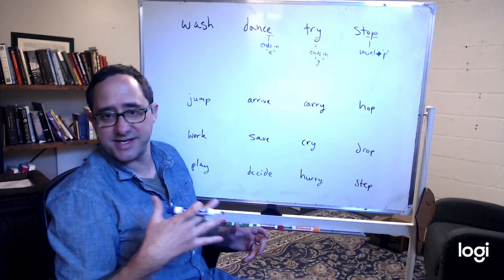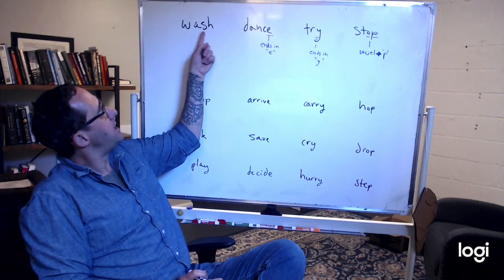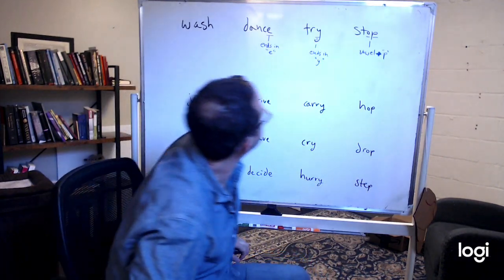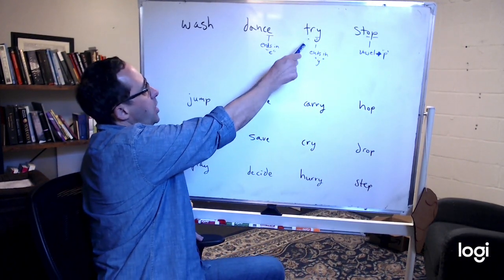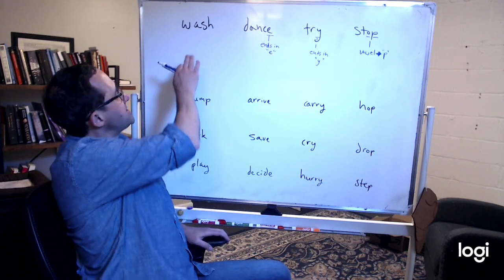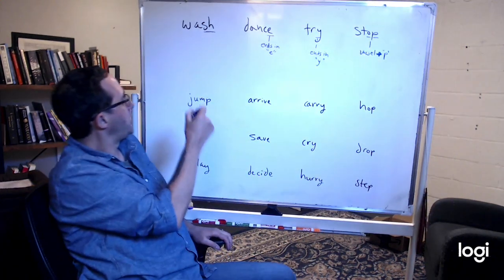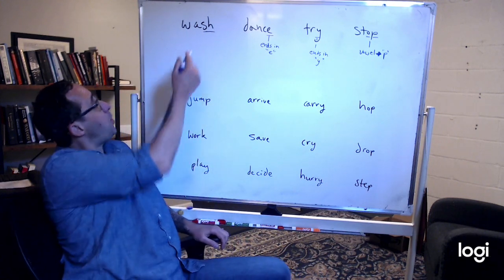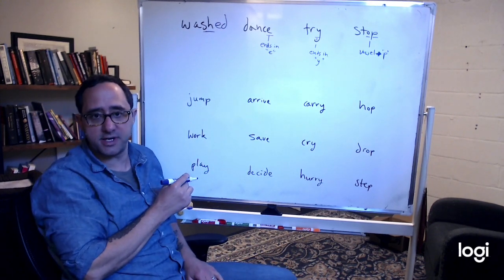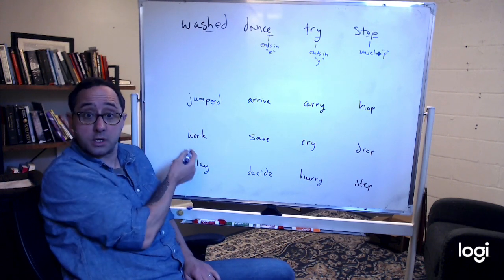Let's look at how we change, and these are just regular verbs, okay? If the verb ends in any consonant except for P, Y, or the vowels E, then we add an ed. So what would wash become? Wash. We washed the car yesterday. Jump. Jumped. Work. We worked yesterday.